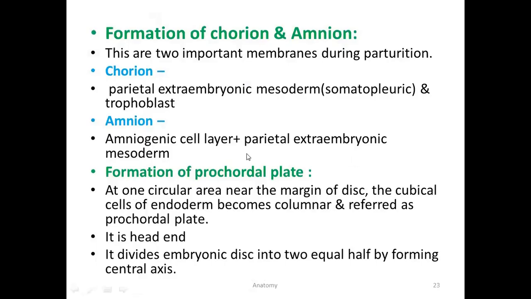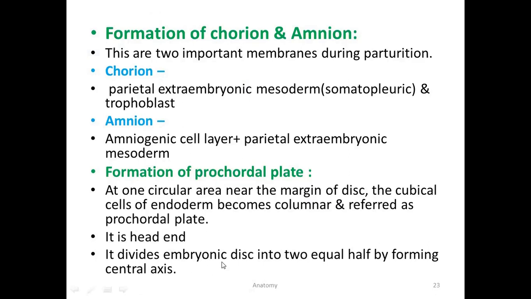Then coming to the next part of the development, we will see the formation of the procaudal plate. Now, what do you mean by procaudal plate? This is a new terminology here. At once, in the circular area near the margin of the disc, the cuboidal cells from the endoderm, which is on the lower side, become columnar. And once it becomes columnar, it is referred to as the procaudal plate. It is a head end. Once it is converted into the procaudal plate, it is considered later on as the head end.